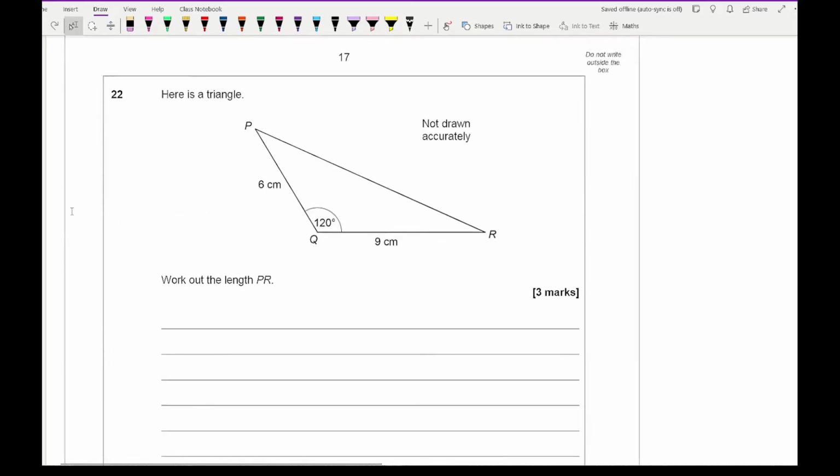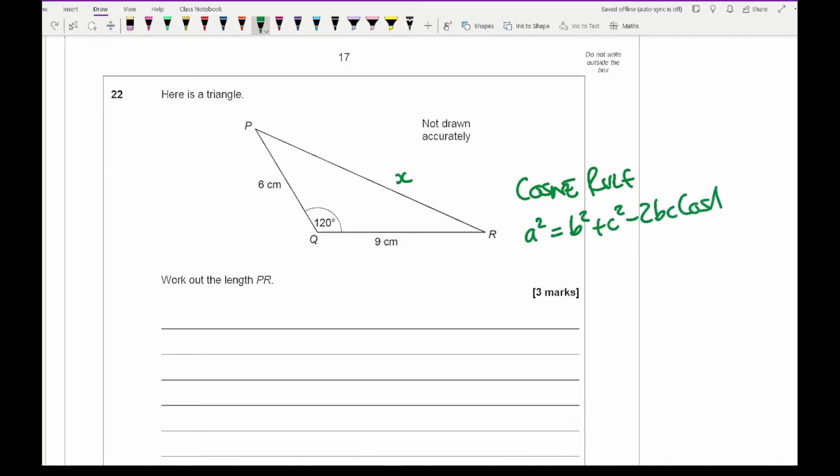Then with question 22, it says here is a triangle, work out the length of PR. Now this is going to be using the cosine rule. So let's just write that down. The cosine rule is a squared equals b squared plus c squared minus 2bc cos A. And again, the reason why I'm using this is because I'm finding a side.